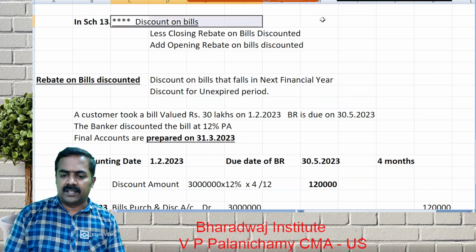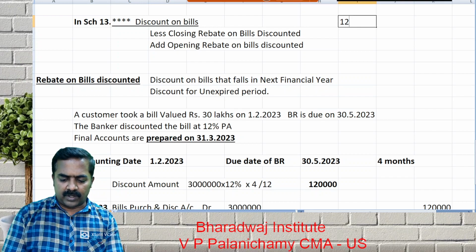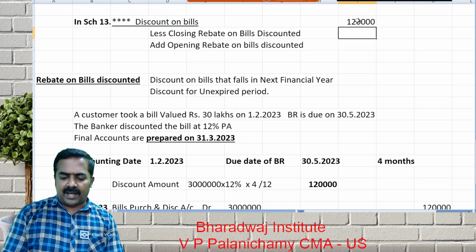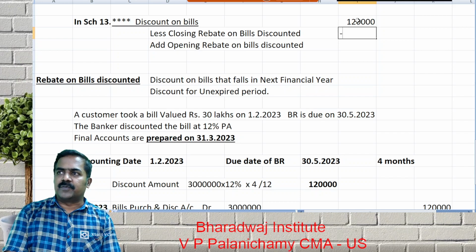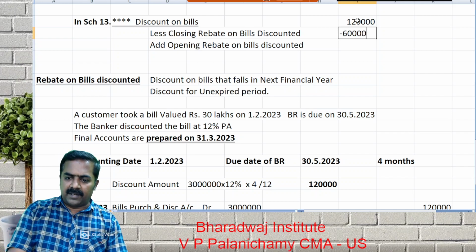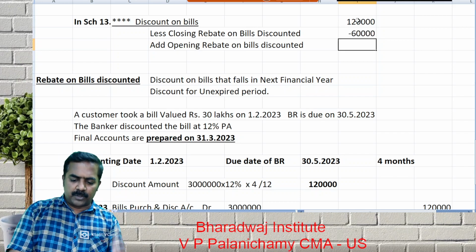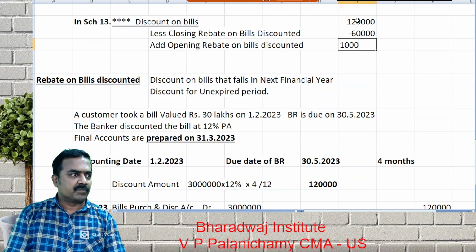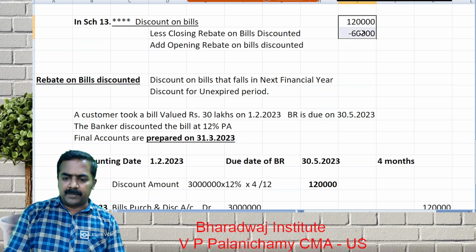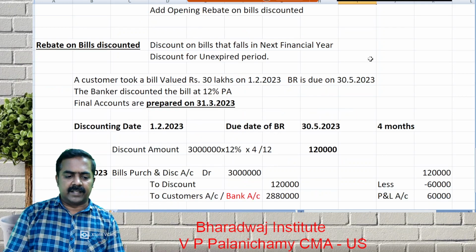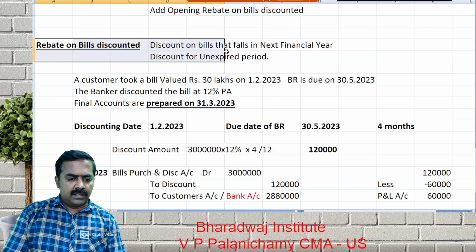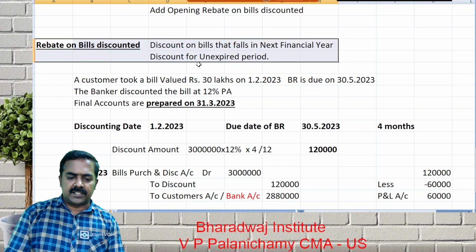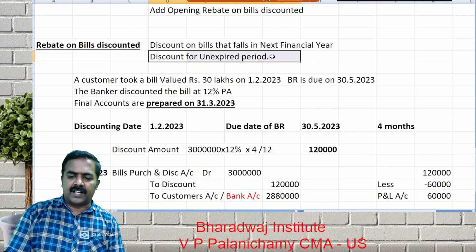Discount on bill, in this example how much did we take? 1,20,000. Out of that, how many months of rebate belongs to which year? 60,000 belongs to which year? Next year. Suppose at the beginning of the year only 10,000 was to be added, because that belongs to which year? Current year. So 1,20,000 minus 60,000 only will be taken. Discount on bills that falls in next year, discount for the unexpired period.